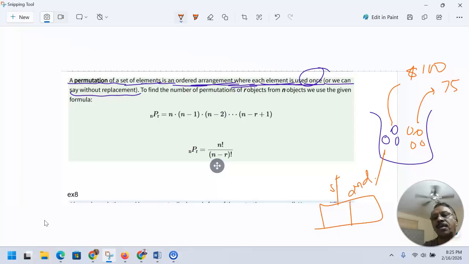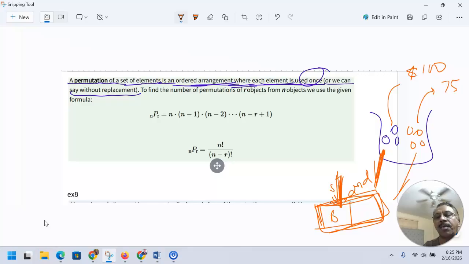So permutation basically means it's a set of arranging these two. In this example, I'm using these two marbles, the blue and the red. So the order matters. If I put the blue one in the beginning, you're getting $100, right? But if you pick a red one, then you get 75. The order matters.